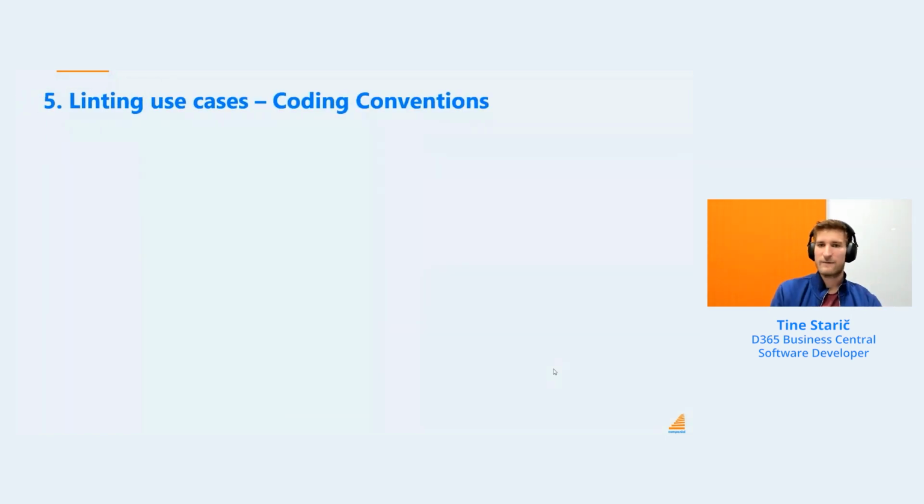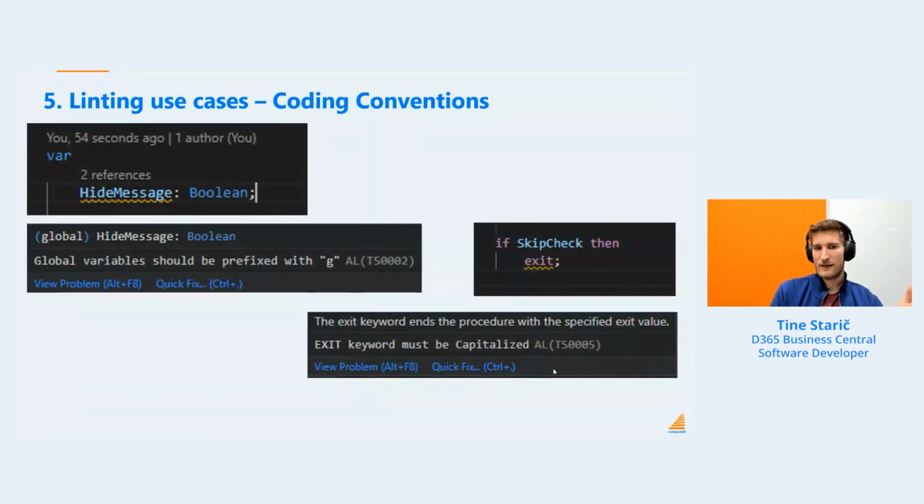Next up, we have the coding conventions. These are the most, let's say, either project specific or partner specific. In the examples I have here, I was working on a project where the partner was using something similar to Hungarian notation. For those of you who don't know, Hungarian notation is where you prefix the global variables with a G, the parameters with a P, the local variables with an L.